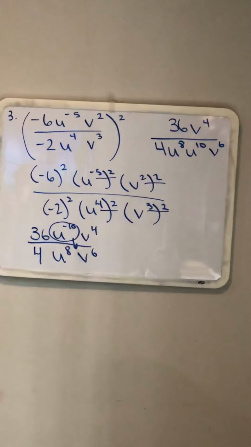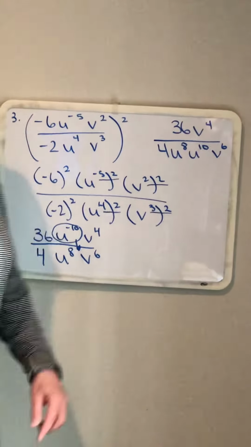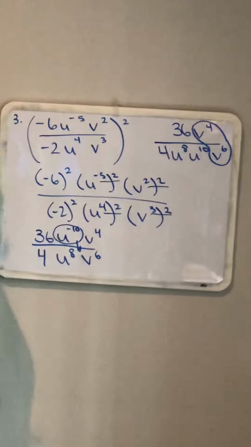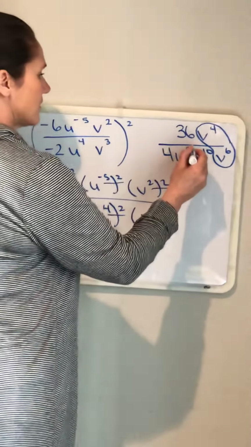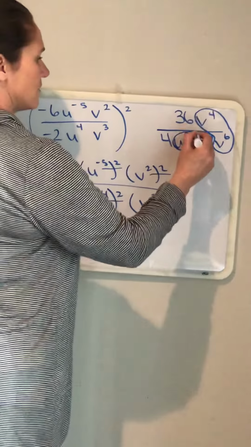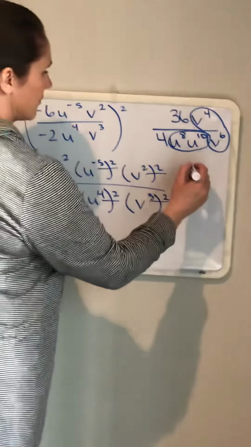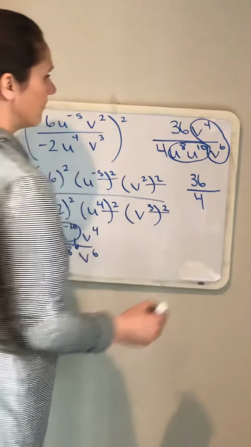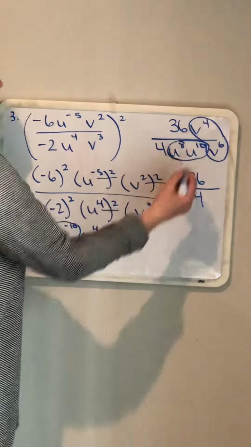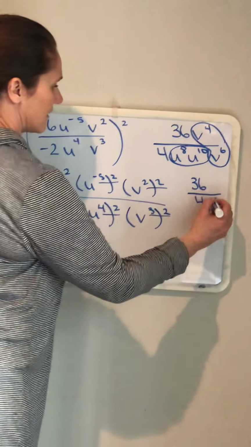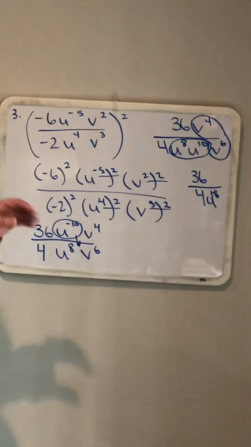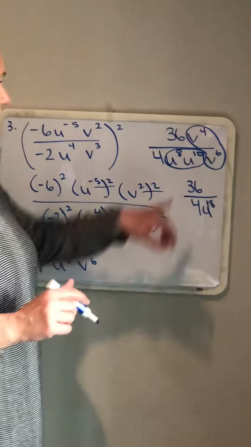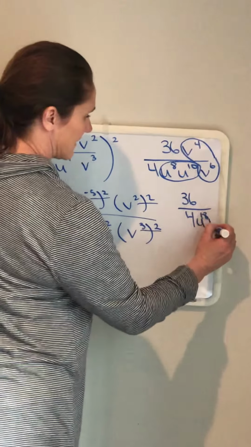Now you take a look at your exponent situations and you decide if you're going to add or subtract. So the V's are a division question, so those are going to subtract. The U's are a multiplication question, so those are going to add. So your 36 and your 4 are still the way they were. When you add the 8 and 10 for the U's, you get U to the 18th. Now, for the V's, you have to do 6 minus 4, so you get V to the second, and it has to be located where the larger V was, which happens to be in the denominator. So squeeze that in there, V to the second.